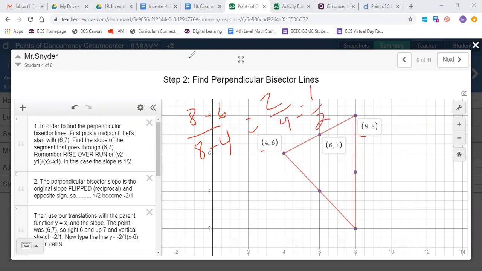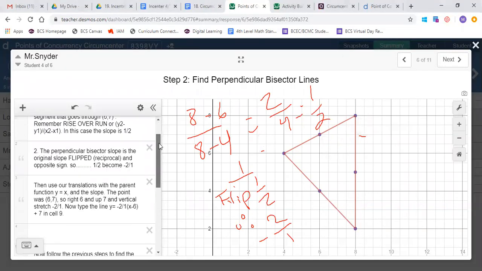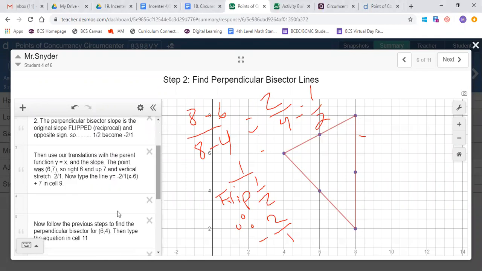Okay, the line that is perpendicular to 1/2 is the opposite reciprocal. So if I want to find the line that is perpendicular to 1/2, I just flip 1/2 to become 2 over 1, and instead of it being a positive, I make it a negative. You'll notice this slope is positive, so it's got to be a negative. Okay, and that's what I tell you in cell number 2. We just flip it and make it its opposite sign, and then we use our translation. So for example, I want that slope, the line is y equals x, that's parent function, and I want it to go through 4, 6.